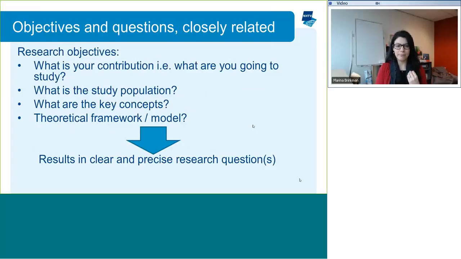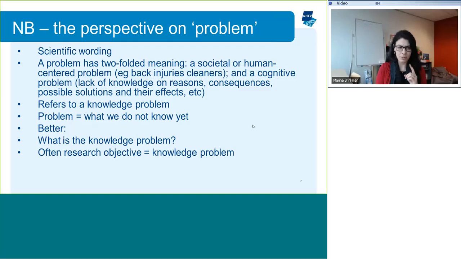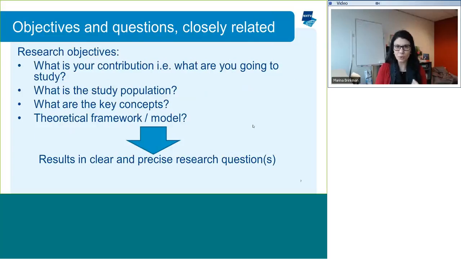I'm sorry, let me go back one slide. With the research objectives indeed equal knowledge problems. What is it that we do not know yet? And that will help us to formulate those questions. And actually the objectives and the questions in wording are even very, very closely related.